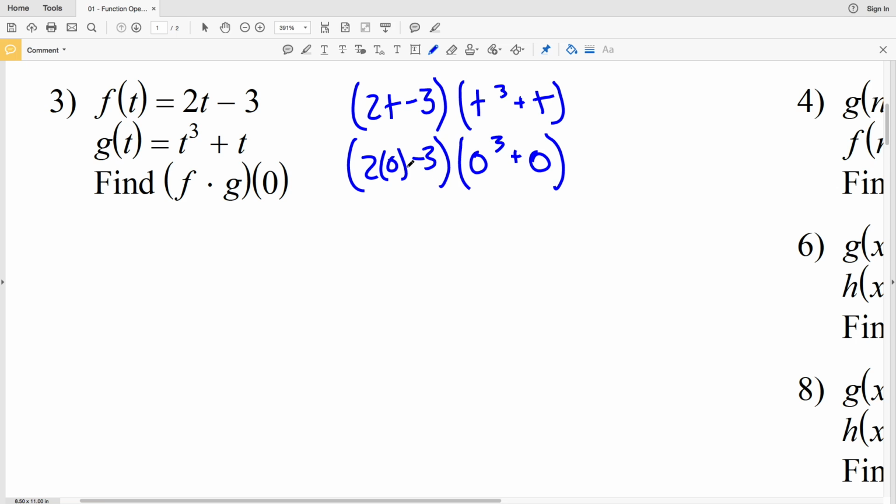But before I go any further, 0 cubed plus 0 is 0, and 0 times any quantity is 0. Therefore, it doesn't matter what 2 times 0 minus 3 is, although it is negative 3. So negative 3 times 0, we know, is 0. So 0 is our solution in number 3.